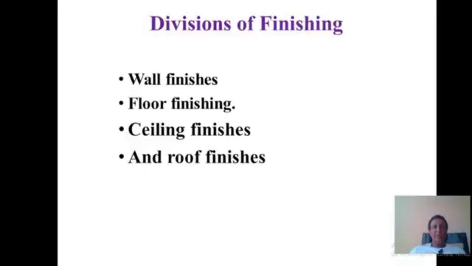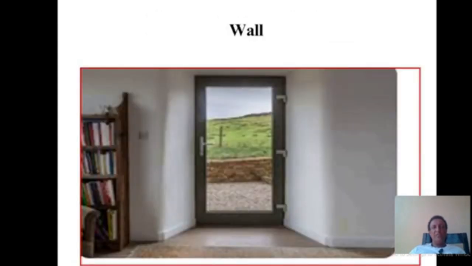Here we will see divisions of finishing. Finishings can be classified as wall finishing, floor finishing, ceiling finishing, and roof finishing. As we have seen last time, wall finishes are also classified as exterior and interior walls.